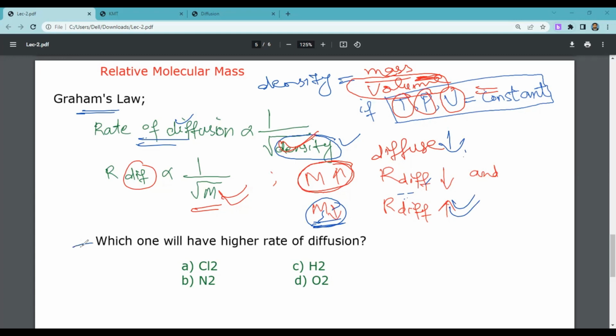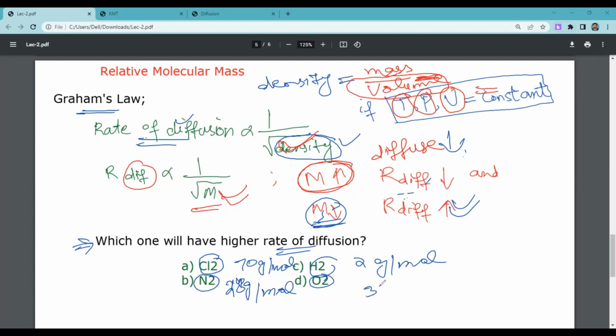Here is a question: which one will have higher rate of diffusion? We can decide it simply by knowing its molecular mass. The molecular mass of chlorine is 70 gram per mole. The molecular mass of hydrogen is 2 gram per mole. The molecular mass of nitrogen is 28 gram per mole. The molecular mass of oxygen is 32 gram per mole.